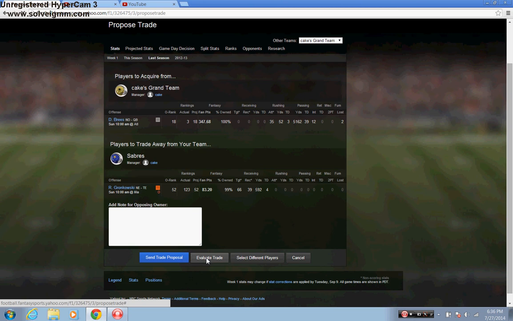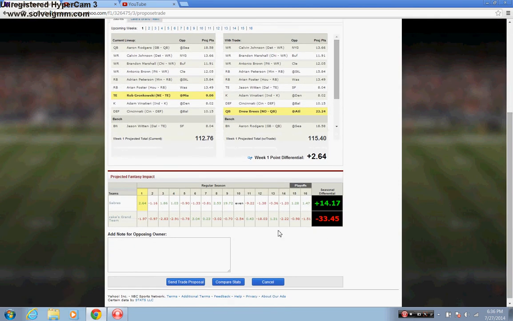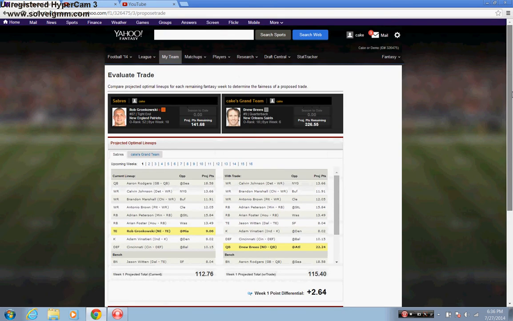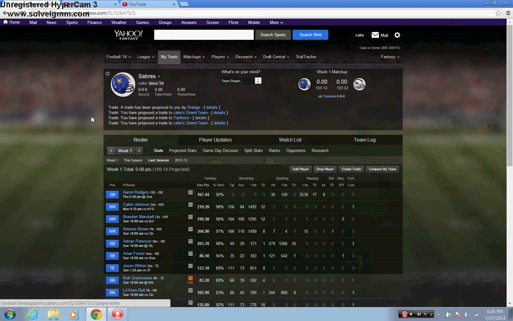And again, you evaluate the trade, see what it does for both teams. Now, this one really doesn't do a lot of good for the other team, so there's not much chance of it really working. So you'd probably want to either change the trade, change draft picks, something to make it a little more realistic. But that's basically how the trade system works there. And send that, and look, you got 3 trades, and then the one that was proposed to you.